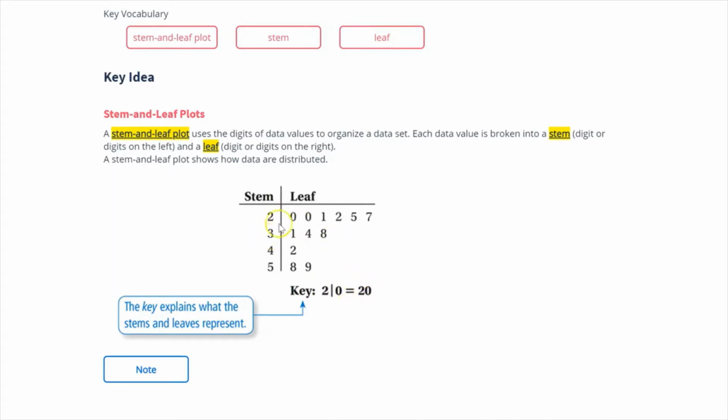We can see here that all of the numbers in the 20 to 29 range would be grouped here, where we have a 2 in the tens place. And then these are all different numbers. So this represents 20, 20, 21, 22, 25, 27. Then we'd have 31, 34, 38, 42, 58, and 59.